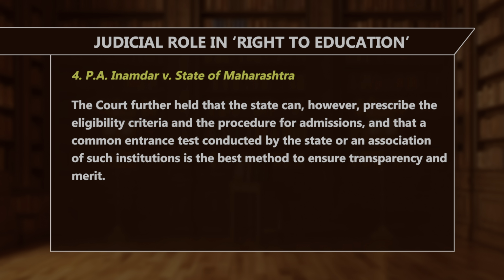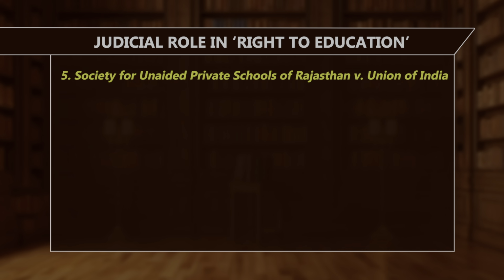The court further held that the state can, however, prescribe the eligibility criteria and the procedure for admissions, and that a common entrance test conducted by the state or an association of such institutions is the best method to ensure transparency and merit. Society of Unaided Private Schools of Rajasthan versus Union of India.